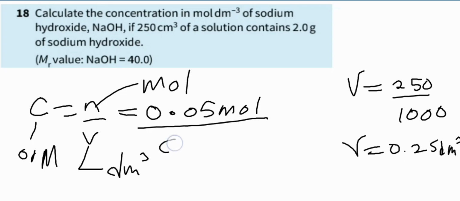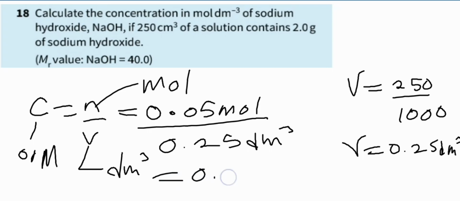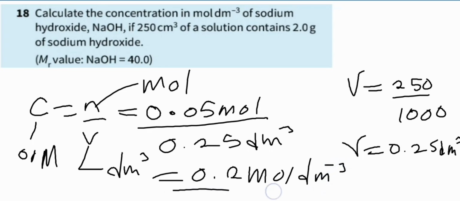So this is the volume that we are going to use. When I divide 0.05 moles by 0.25 decimeters cubic, the final answer is just going to be 0.2. Concentration is measured in mole per decimeters cubic, or you can just say M, which represents the molarity. Here we are asked to calculate the concentration in mole per decimeters cubic, so that is our final answer.